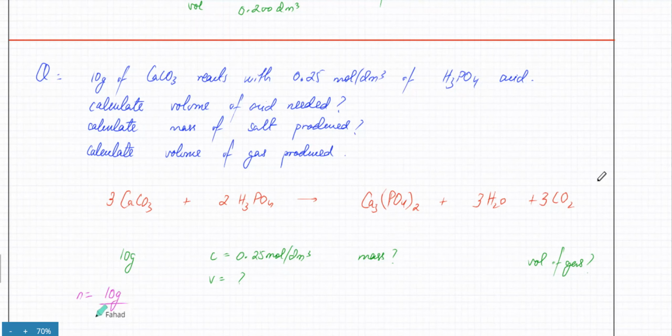I got 100. ठीक है, so calcium is 40, carbon is 12, and oxygen is 16, 16 times 3, so this would be 100. ठीक है, so you're getting 0.1 moles. And once you know the moles of one of the substances, you can use ratios, try using ratios to find the moles of all the other substances.